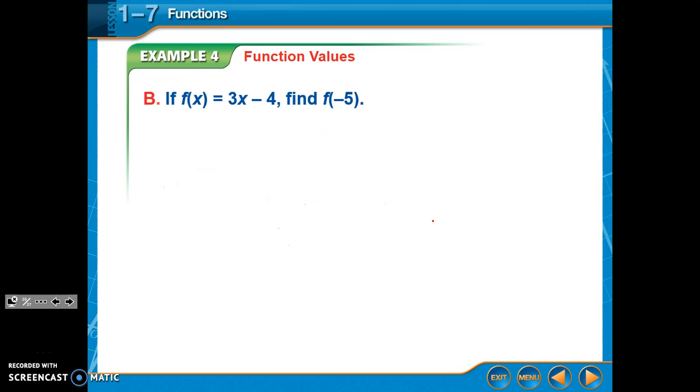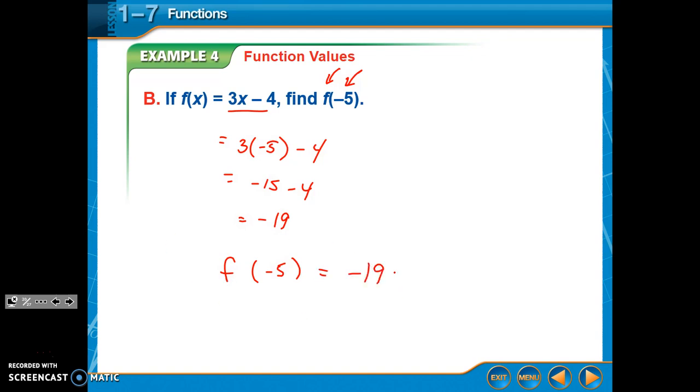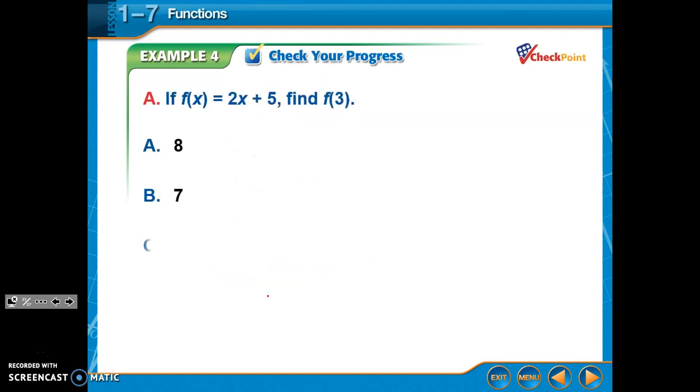Remember, f is the name of my function, x is my variable. When it says find f of negative 5, it's saying when I put negative 5 into my function f, what do I get? So this is what f of x is equal to, and I'm going to put in the negative 5 where the x is. So this is going to be 3 times negative 5 minus 4. I get negative 15 minus 4, and I get negative 19. So when I put negative 5 into my function f, I get negative 19, and this is your answer. Remember, we don't do anything with this over here. Okay, you guys try this one.